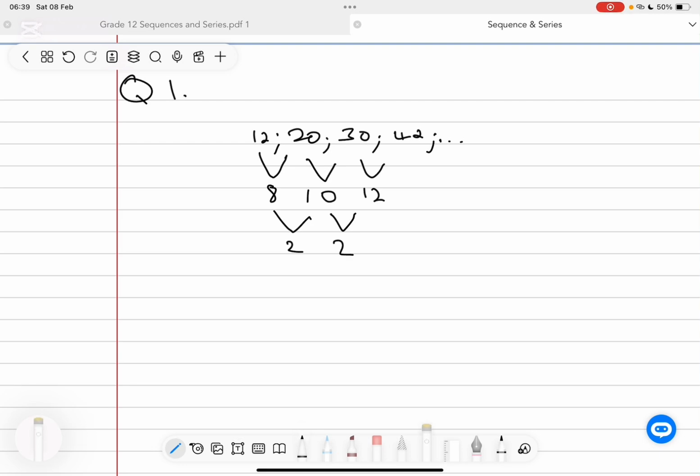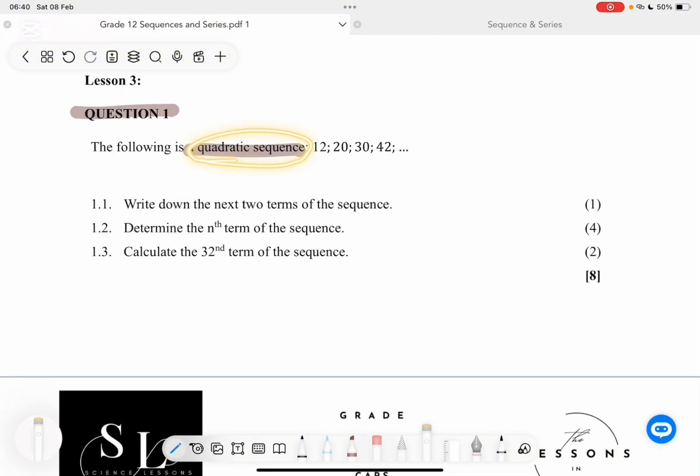Then I can see that this is a quadratic sequence because it has a constant second difference, and it also has the first difference, as much as there is this constant second difference. Now we can see that indeed this is a quadratic sequence.